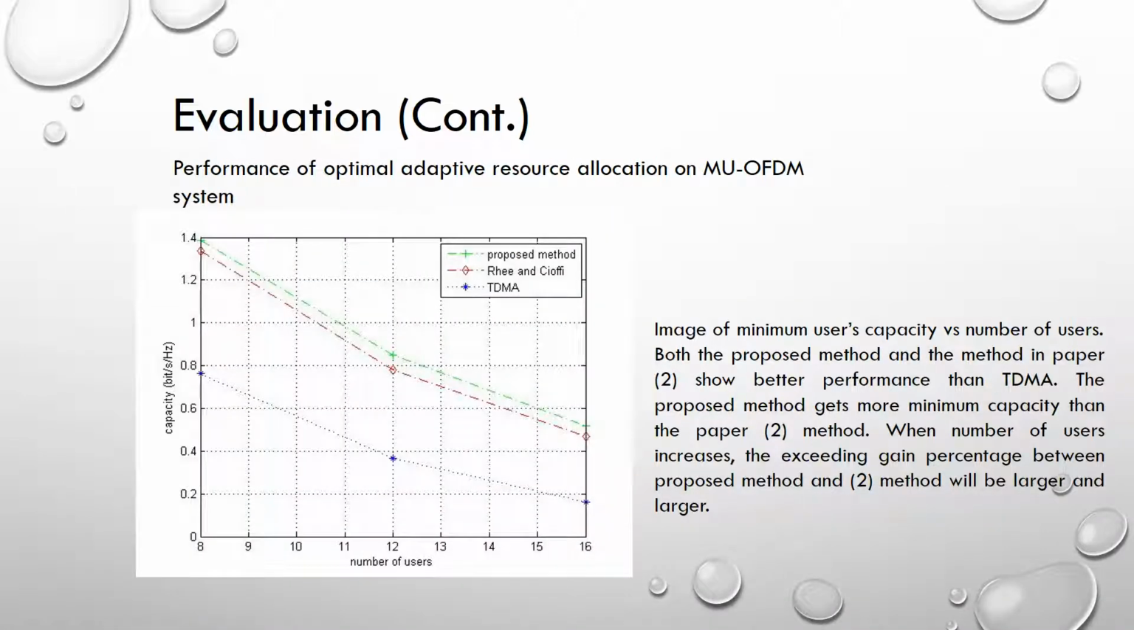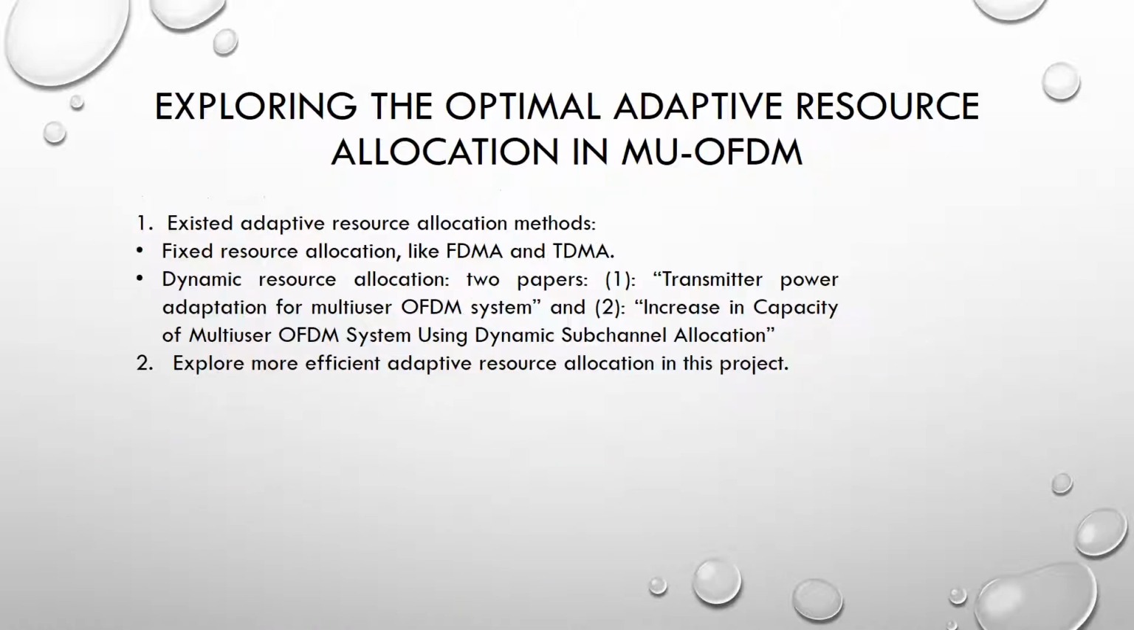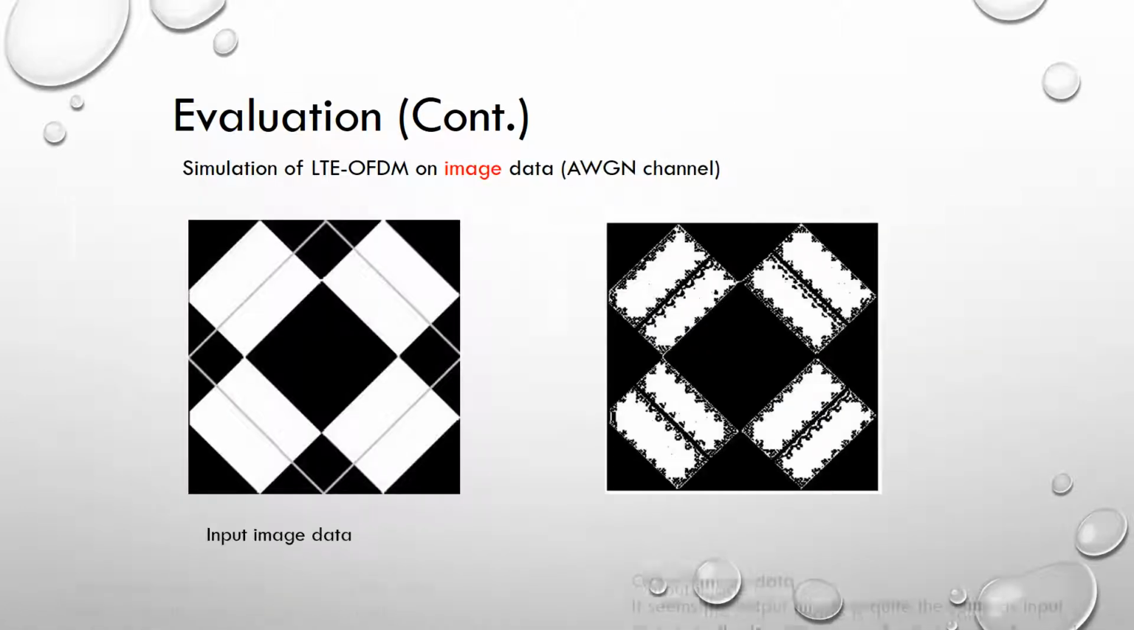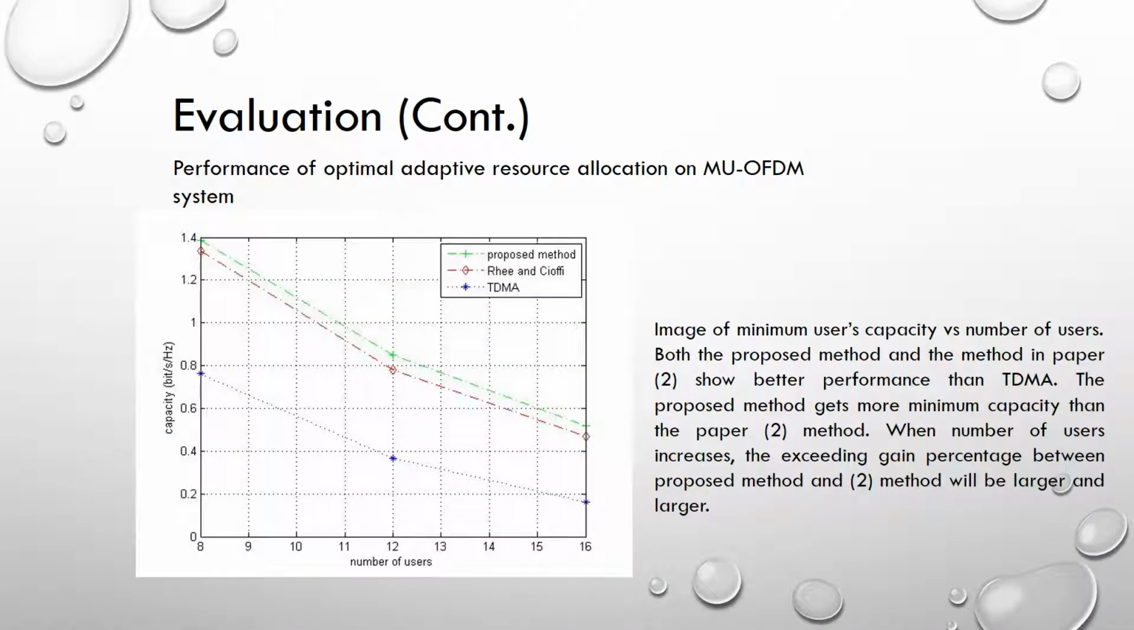This is the performance of optimal adaptive resource allocation on multi-user OFDM system. This is the image of minimum user capacity versus number of users. Both the proposed method and the method in paper 2. This is paper 2. Paper 2 shows better performance than TDMA. The proposed method gets more minimum capacity than the paper 2 method.